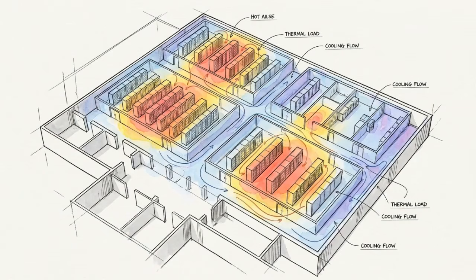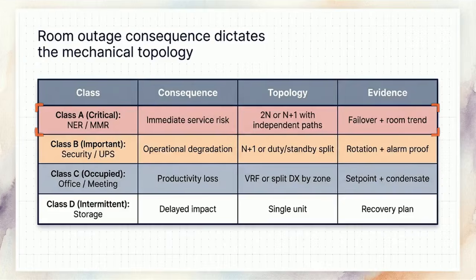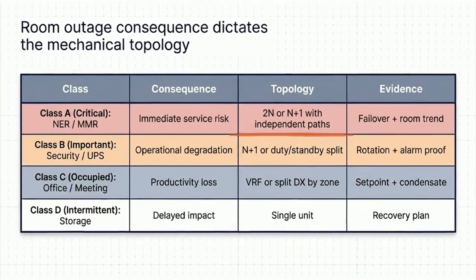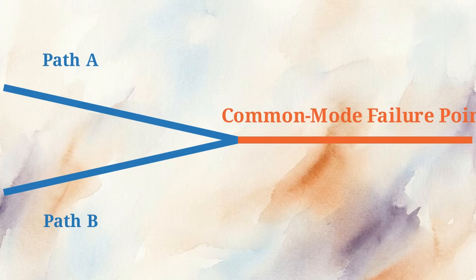Calculating redundant thermal capacity is only part of the equation. The actual system topology must be dictated by the specific outage consequence and the allowable recovery time of each distinct room. This table categorizes consequences. Class A spaces carry immediate service risk, requiring strict 2N or N+1 topologies with independent mechanical and electrical paths. Class B operational spaces tolerate N+1 duty standby configurations, while Class C occupied areas, like offices, utilize standard VRF zoning by area. Applying mathematical capacity redundancy to these spaces is useless if the physical delivery paths eventually converge.